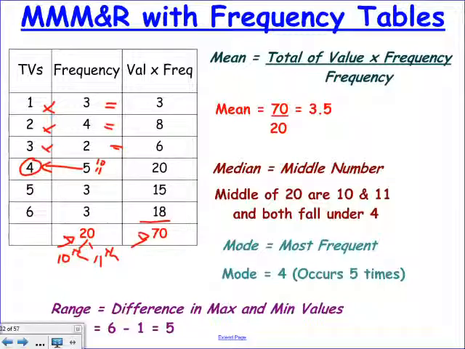Let's look at the mode. All the mode is, is the thing that occurs the most. Well, the frequency tells me what occurs the most. And again, my highest frequency points to 4 televisions. Yeah?